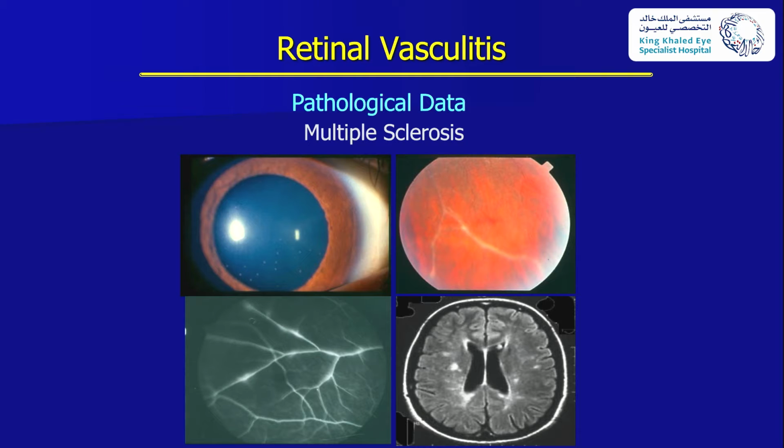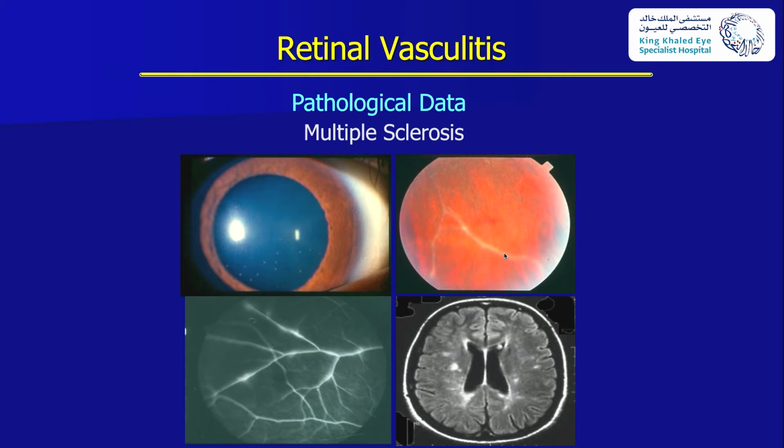Examples. You have to know that MS can cause granulomatous inflammation with mottled fat KPs, as you see in this patient. And this type of vascular sheathing in the periphery is typical for multiple sclerosis. This is, in fact, our main indication to do brain MRI in the clinic of uveitis. If you see such elongated vascular sheathing, this is highly suggestive of MS.